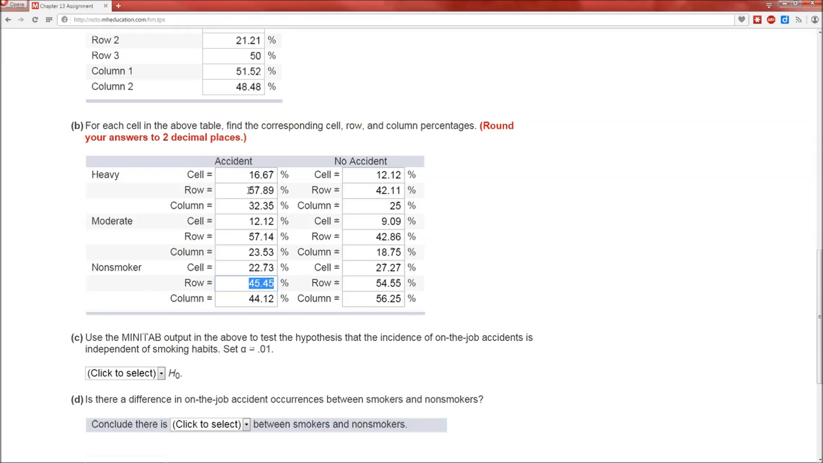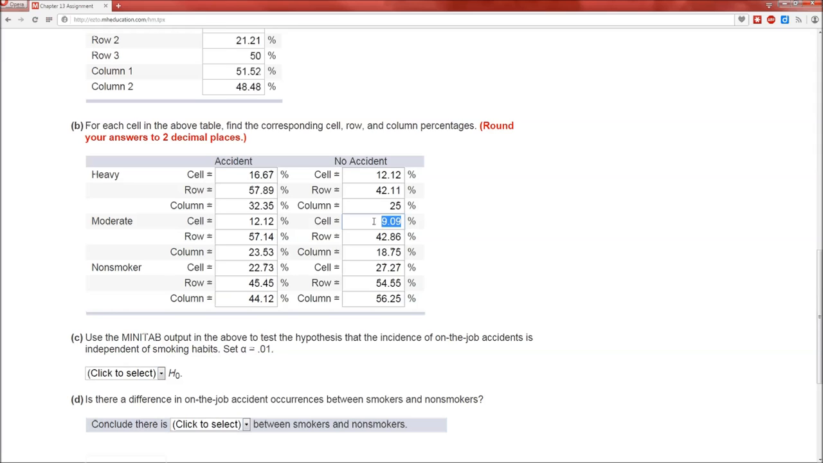So the row probabilities or percentages are conditioned on the row level. The column percentages are conditioned on the column level. And the cell percentages are read as 16.67% of the people in the study were heavy smokers who had an accident. It's an and. It's the intersection. 25% of the people in the study, whoops, nope, that's a column, sorry. Hit the wrong thing. 9.09% of the people were moderate smokers and had no accident.